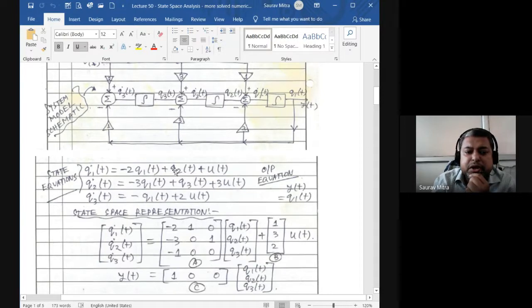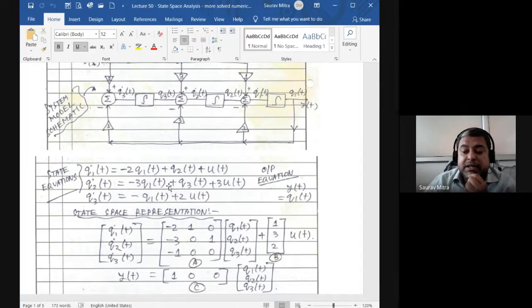How to get q2 dot t? This is the second row and the column you have to multiply. So minus 3 q1(t) you find here. There is no q2(t) in the q2 dot equation. There is no hard and fast rule that in every differential, that is q2 dot, q2 must be there. It might happen or it might not, so there is no regulation. So q2 dot t is equal to minus 3 q1(t) plus 0 into q2(t) plus 1 into q3(t).